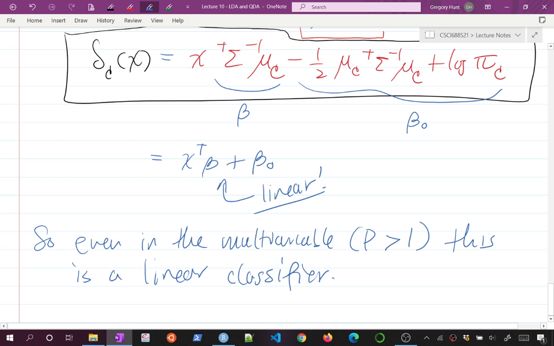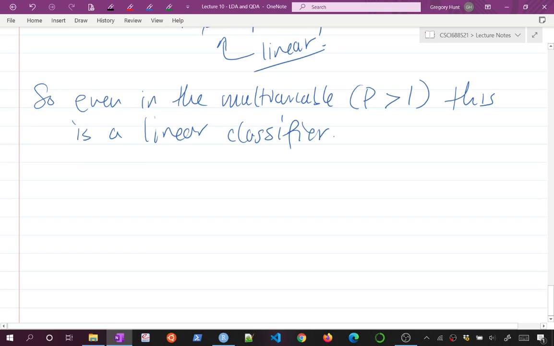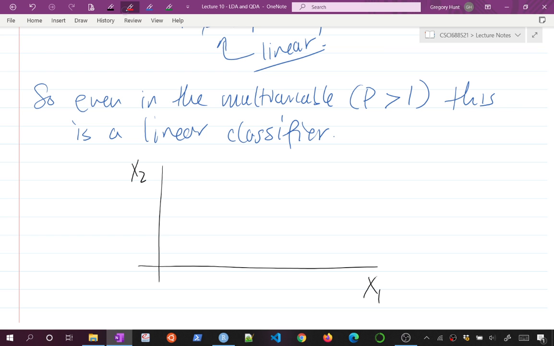Which is settling because it was named linear discriminant analysis, so we hope that is a linear classifier. And the idea with this linear classifier here is that if I have p equal to 2, and this is my x1 and this is my x2, and maybe I have some red class points here, these are my training points, and I have some blue class points over here.